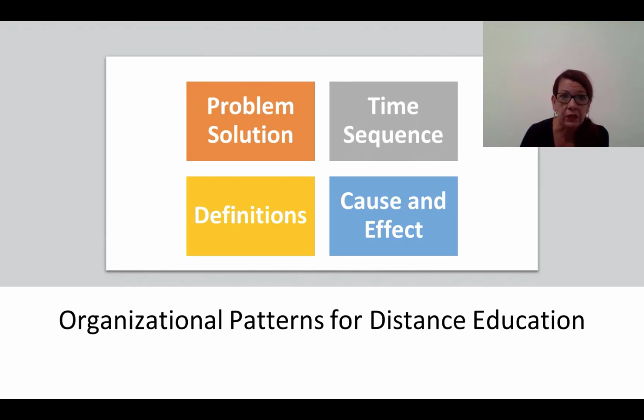With problem solution, students are presented with a problem and find potential solutions to the problem. With time sequence, information is organized into a list or sequence of events that unfold throughout time. With definitions, students are presented with a statement of a concept to be defined, a listing of attributes and examples of how the term or phrase is used, such as in this presentation. With cause and effect, an event and its causes or antecedents are presented.